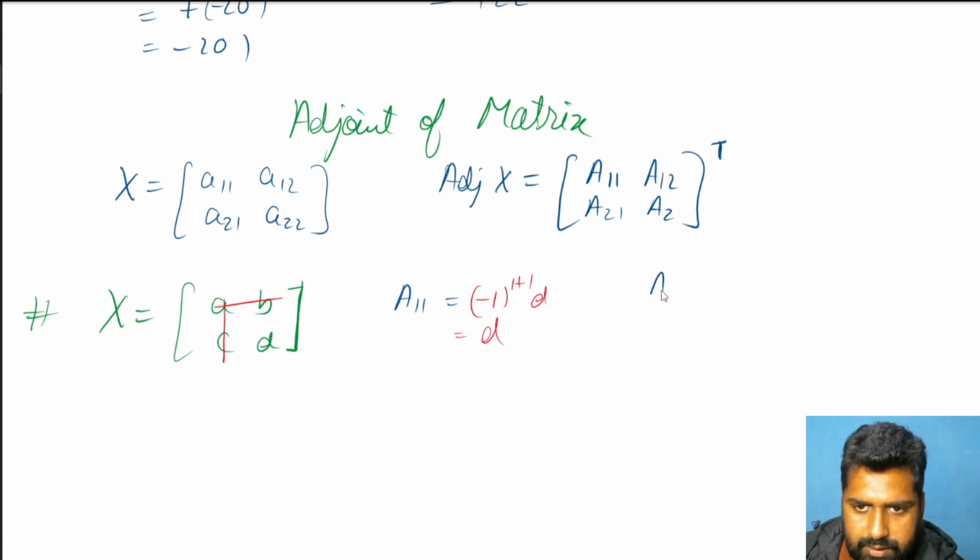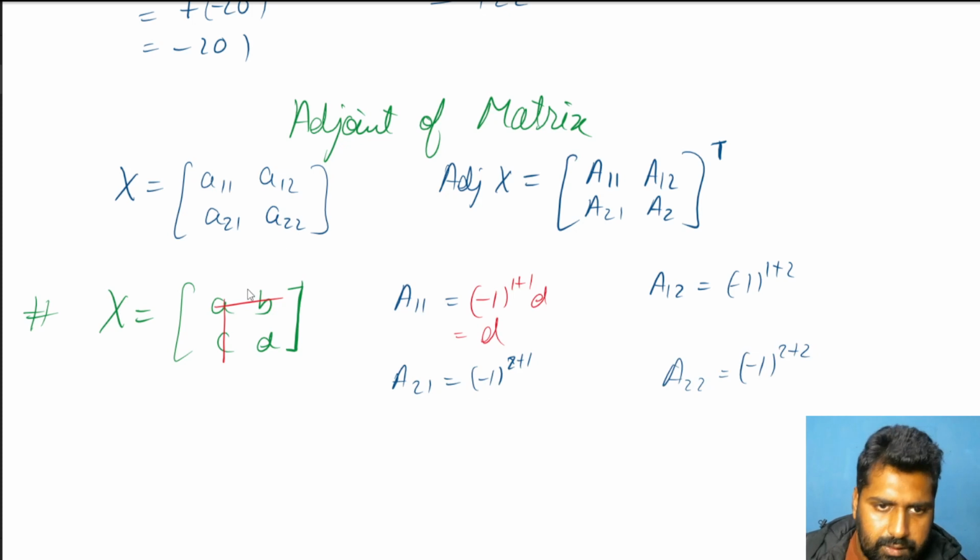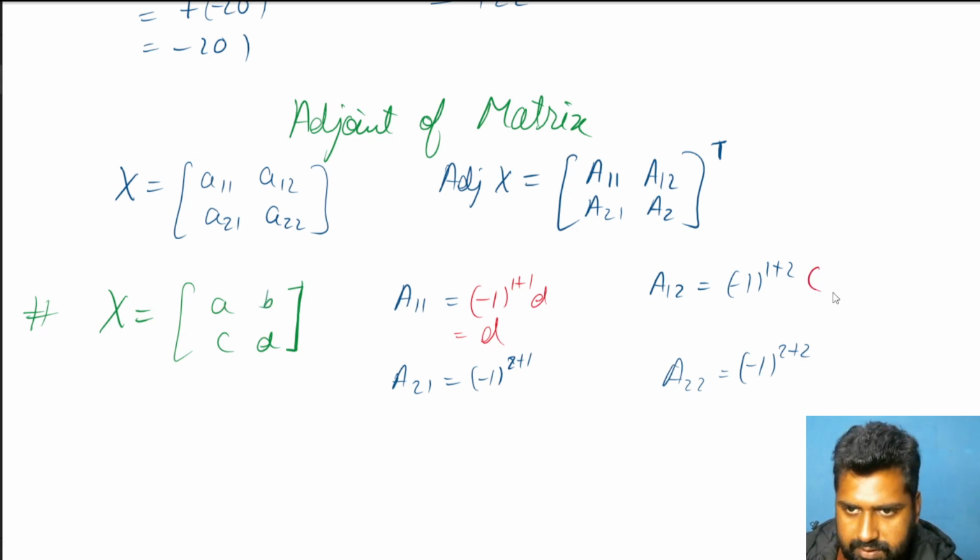Let's calculate A12. Okay. So A12 is minus 1 raised to power 1 plus 2. A21 minus 1 raised to power 2 plus 1. A22 minus 1 raised to power 2 plus 2. Okay, A11 we have already calculated. Let's see for A12. So A12 is this element, leave this, what do we get? C. So this is C. Minus 1 raised to power odd, so minus C.